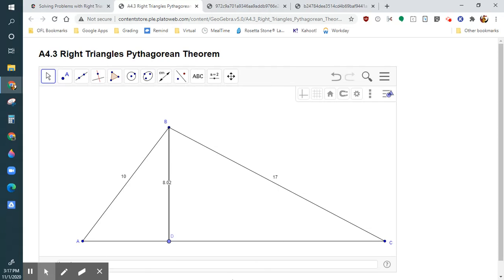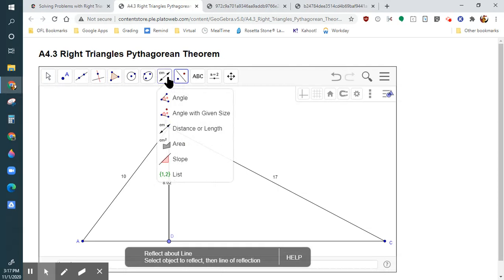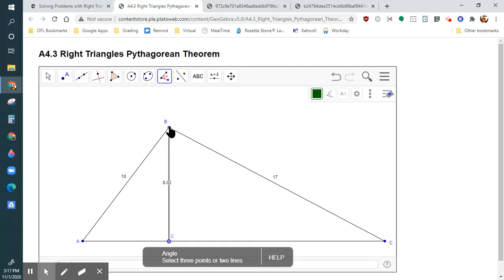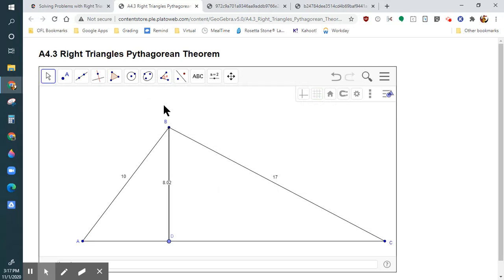Remember, when you measure this, you have to go counterclockwise. So this is clockwise. So counterclockwise would be this way. All right, so I'm going to do my measuring tools, go to angle, click B, D, A. Oh no. B.